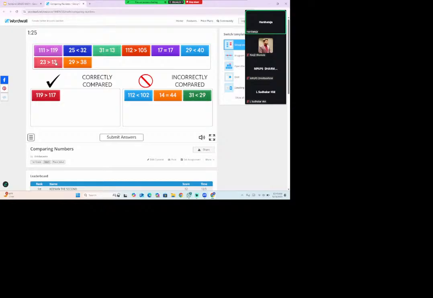111 and 119. 119 should be greater than 111. So because like we did before, over here the hundreds place is the same, the tens place is the same, but 9 is greater than 1. So the teeth should be facing 119, which isn't happening here. 32, we can see that the tens place is bigger on this side than that side. 3 is greater than 2.